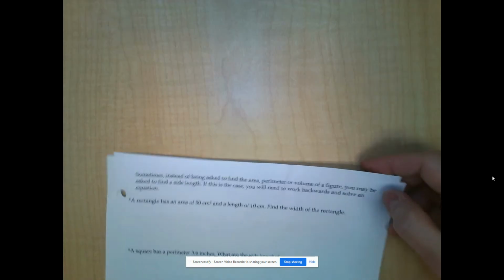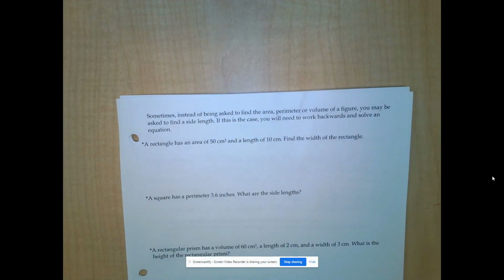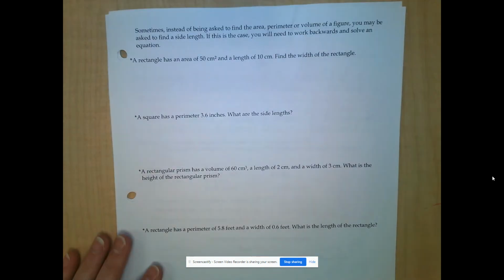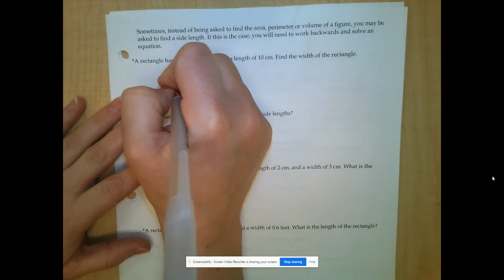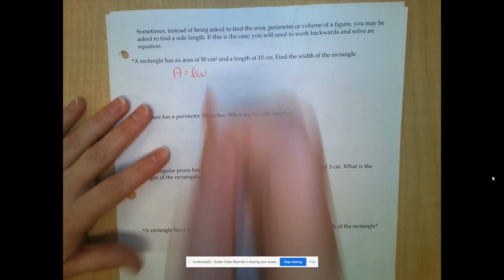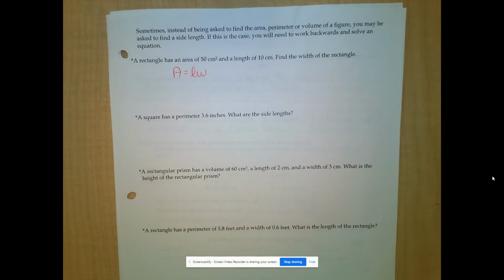Sometimes instead of being asked to find the area, perimeter, or volume of a figure, you may be asked to find the side length. So if this is the case, you'll need to work backwards and solve an equation. A rectangle has an area of 50 centimeters squared. So we're like, okay, area of a rectangle. First thing I have to do: area equals length times width. If I need to flip my paper over and look, then please do that, but you write the formula first.